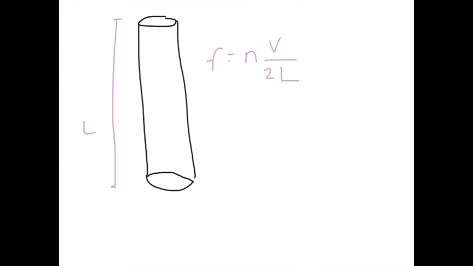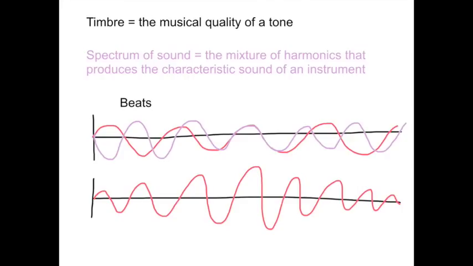Now the only difference is if the end of the pipe is closed. So let's say this one end is sealed off. Now, only odd harmonics are present. So we would have to say that fundamental frequency is now equal to velocity over 4L, because half of the harmonics are cut off. Harmonics also account for timbre, which is the musical quality of a note.